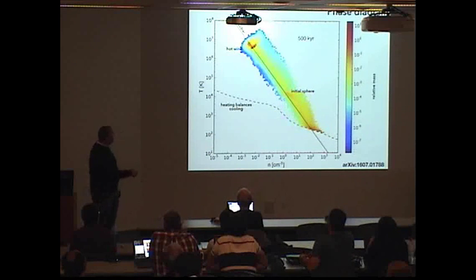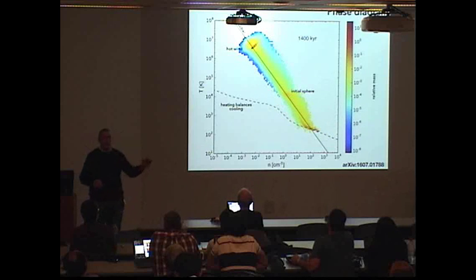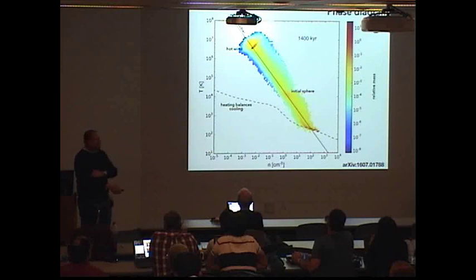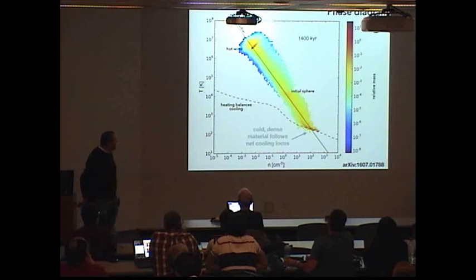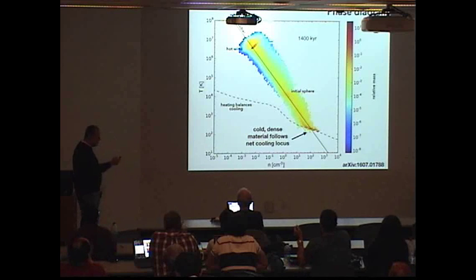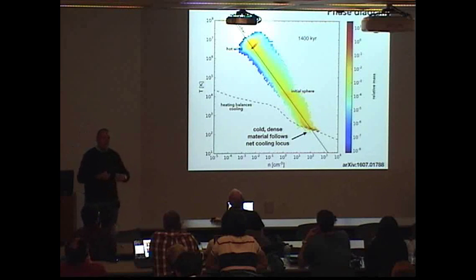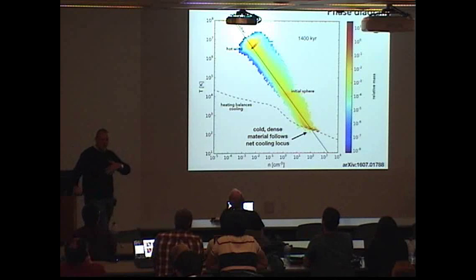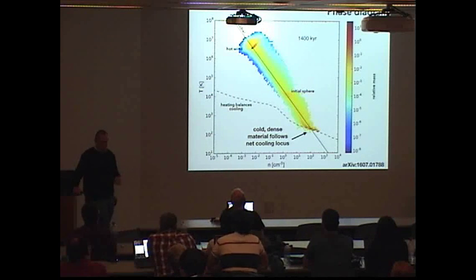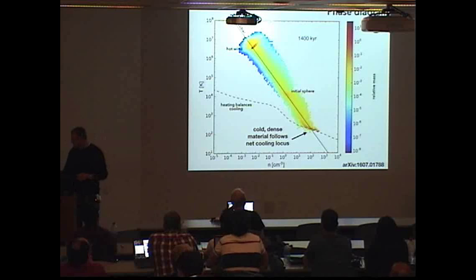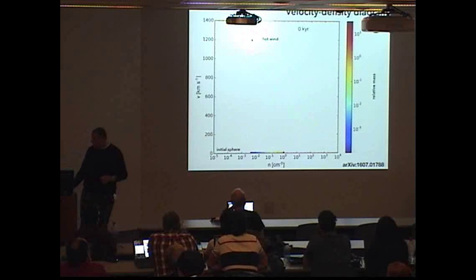You can see that it spreads out along here, and then when it gets dense enough to reach this locus, it spreads out along that locus. Okay, so that makes sense. The cold dense material follows the net cooling locus. The rest of the material is in rough thermal pressure equilibrium. Of course, it's not completely in thermal pressure equilibrium because there's this ram pressure from the hot wind that's hitting some of that material. So what happens to the material in terms of the velocity?